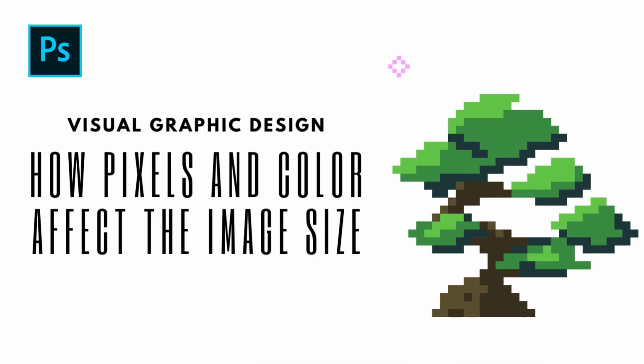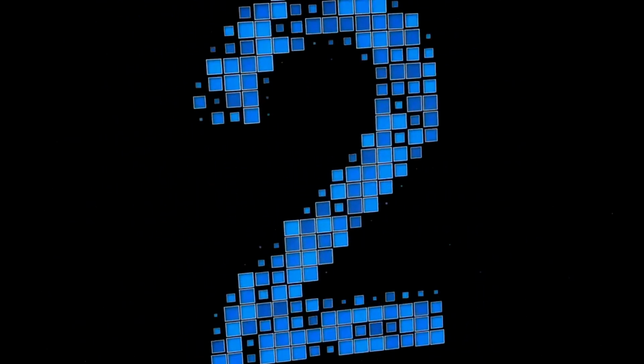How pixels and color affect the image size. To really understand how the number of pixels in an image affects its file size, we also need to know how Photoshop displays the colors in your image. That's because pixels alone don't create the file size. Much of the size comes from the way Photoshop displays the color of each pixel. Most full-color images use what's called RGB color. RGB stands for red, green, and blue, which are the three primary colors of light. Every color you see in your image is made by mixing some combination of red, green, and blue together.